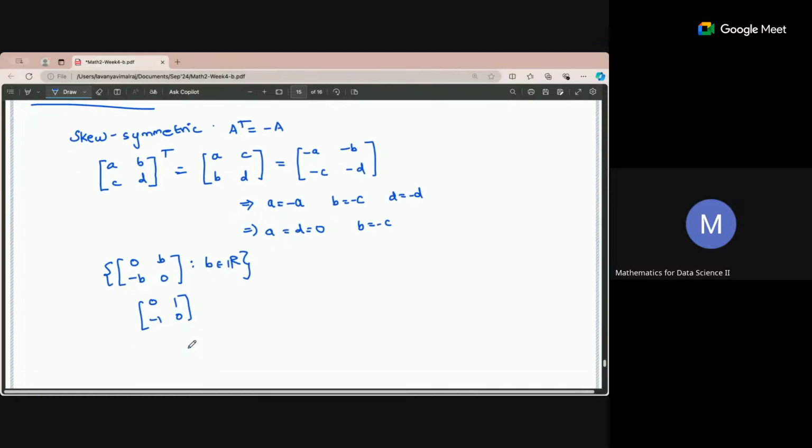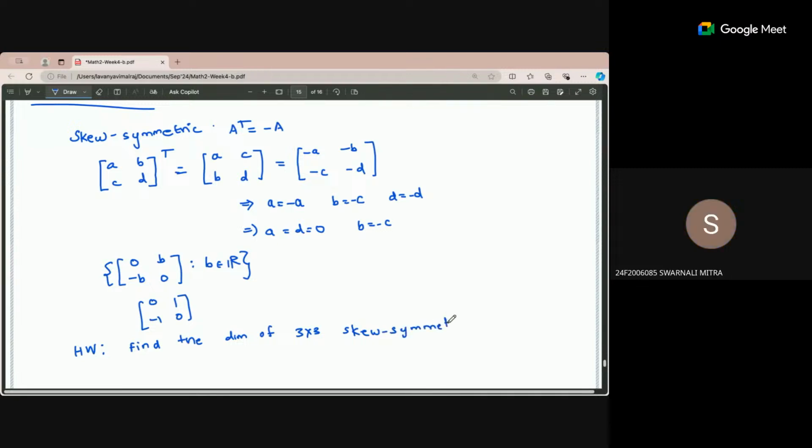Now try to do the same to find the dimension of 3 by 3 skew symmetric matrices. Do this as a homework, okay?